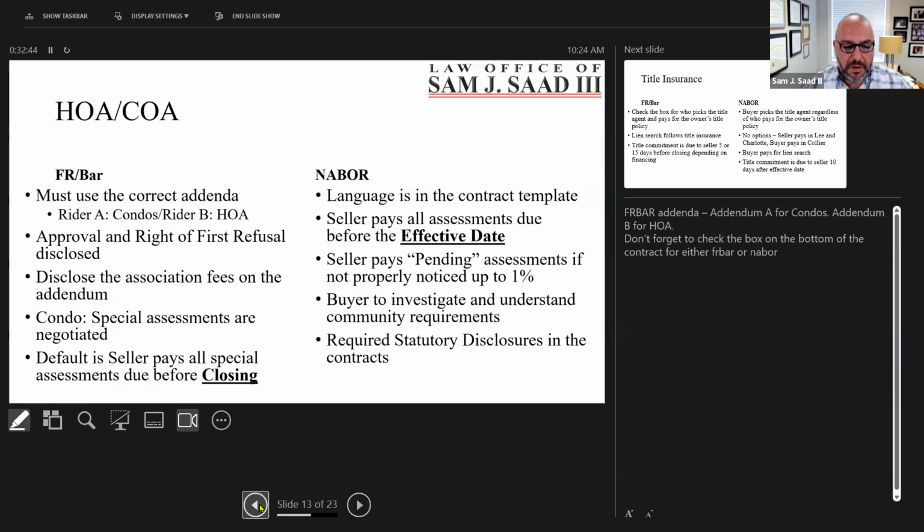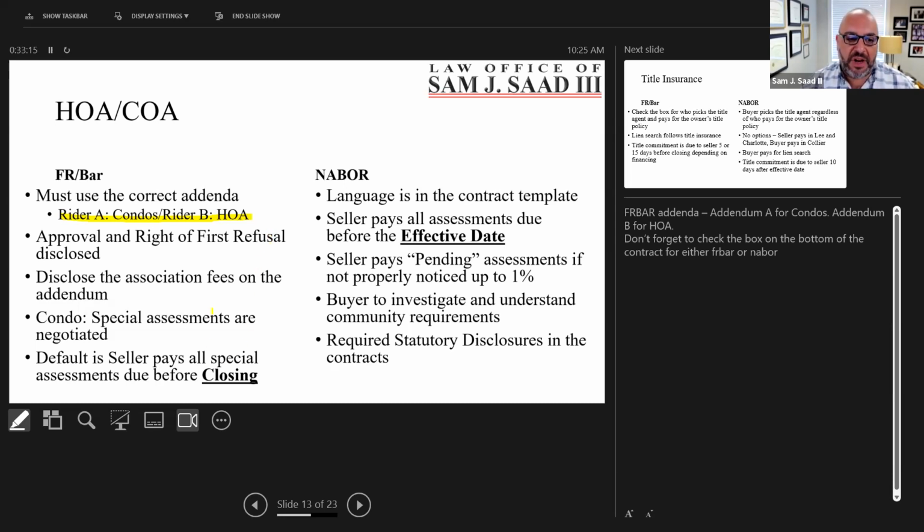Okay. Let's talk about HOAs and condos for a minute. So under FRBAR, you have to use the correct addenda. You have to add the rider A for condos or rider B for HOAs. The language that the statutes require is not in the standard FRBAR contract. You must use the rider. When you sell a condo with a FRBAR contract, use the rider.